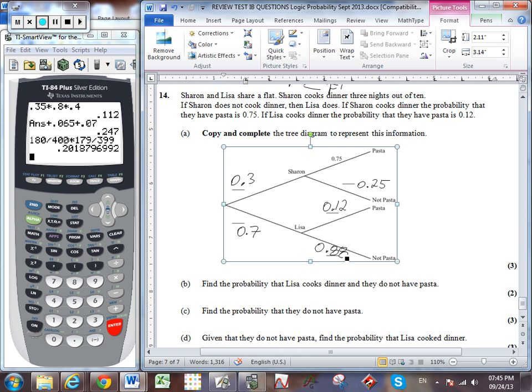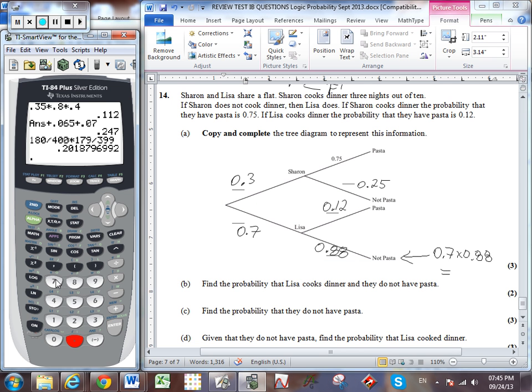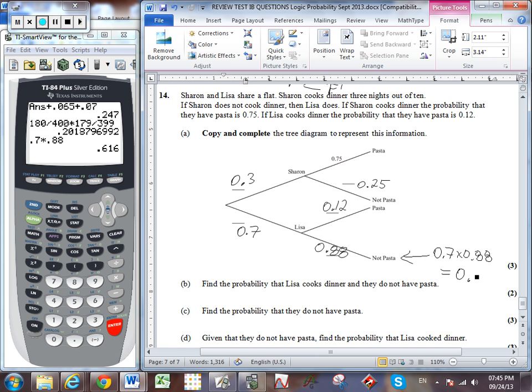Part B. Find the probability that Lisa cooks dinner and they do not have pasta. So that's going to be this outcome right here. That is found by taking 0.7 times 0.88, which gives us 0.616. There's the answer to part B.